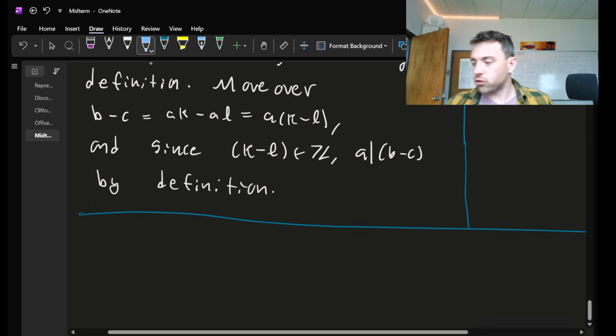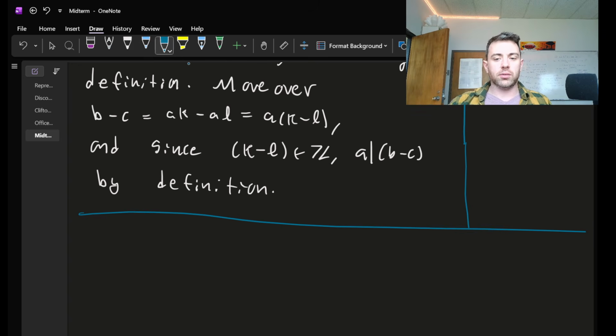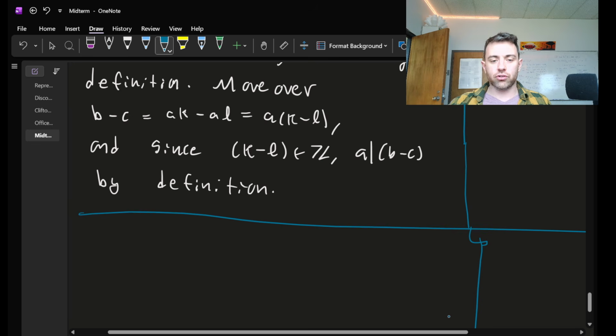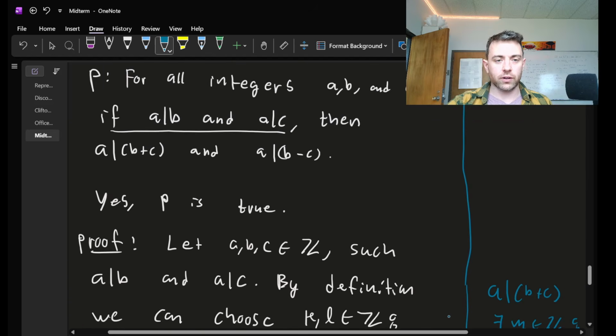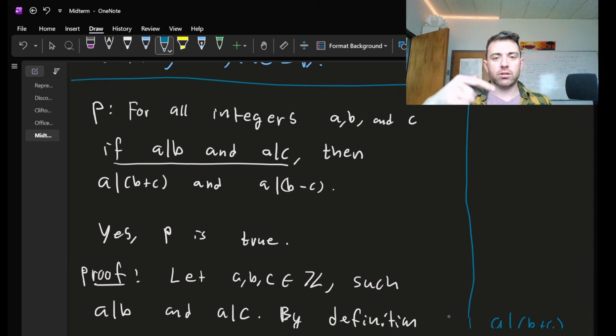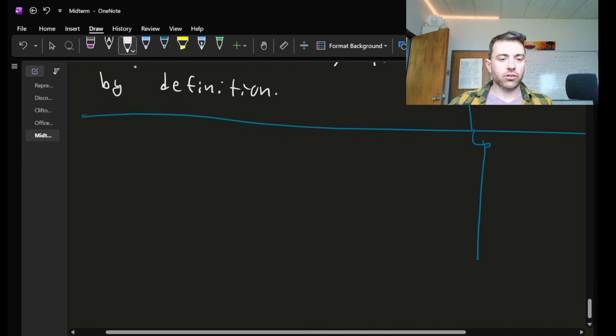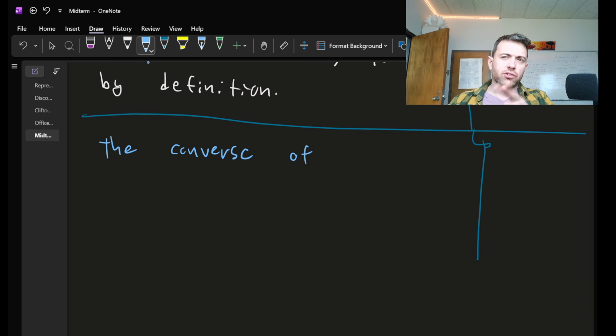What is next for us? Well, next we're supposed to write out the converse of this statement, and we're asked if the converse is true and to prove our assertion. So the converse would be, in this case, we have a for all mixed in with an implication. The for all part stays. It's just the implication that gets flipped, right? So the converse of P, here we've got a name for the statement.